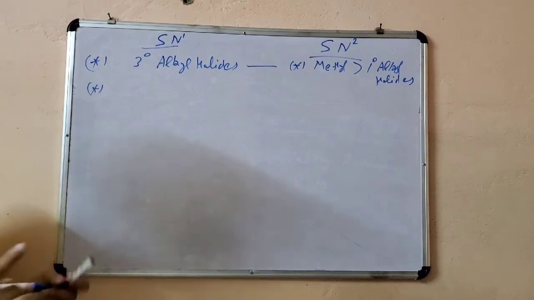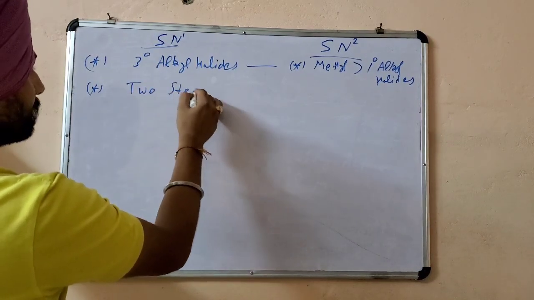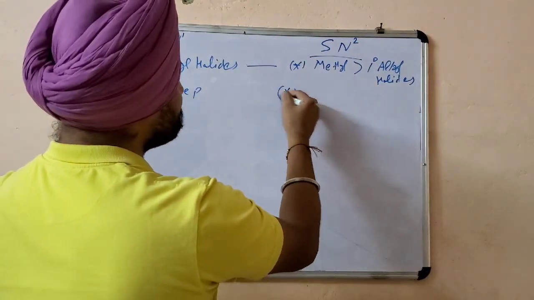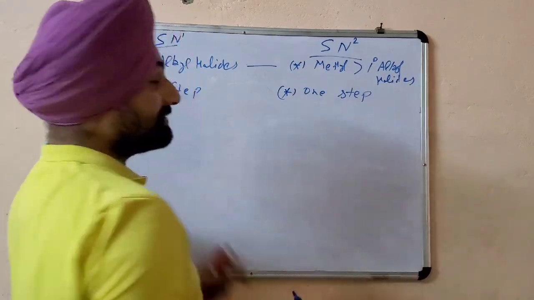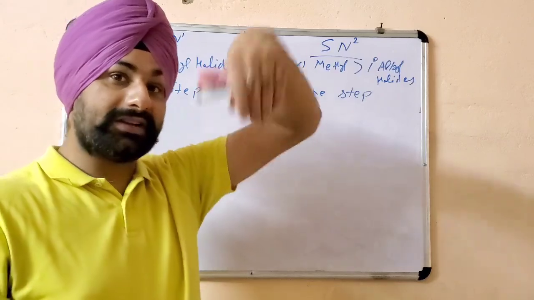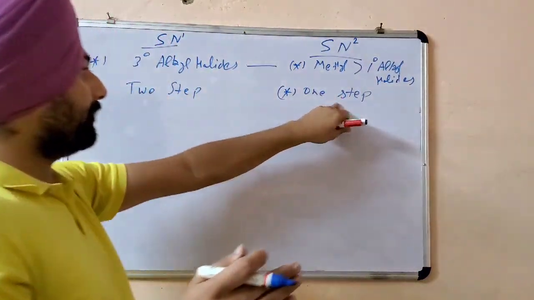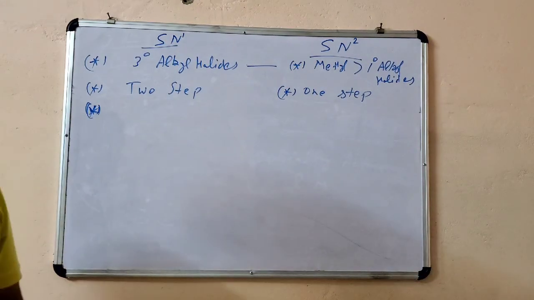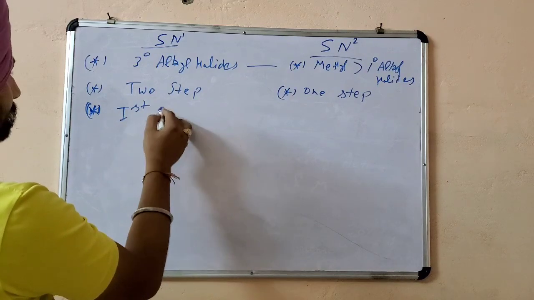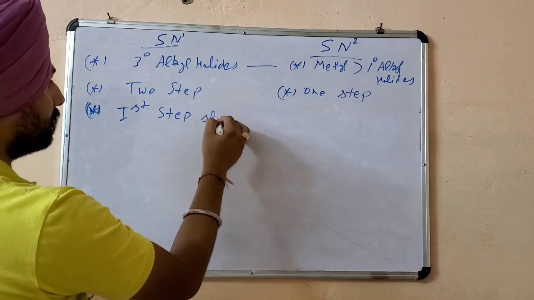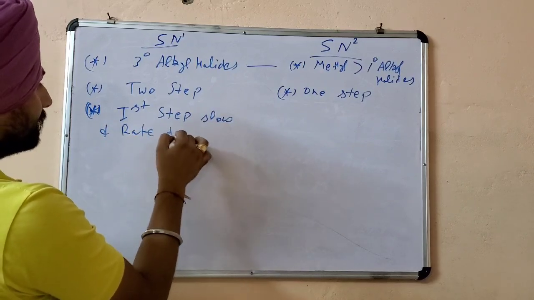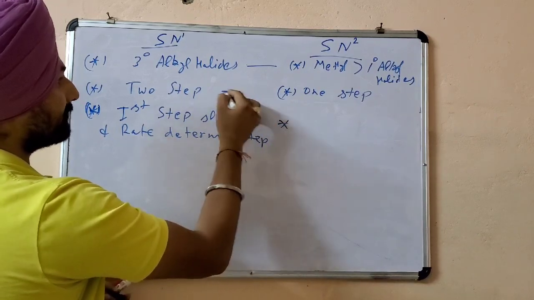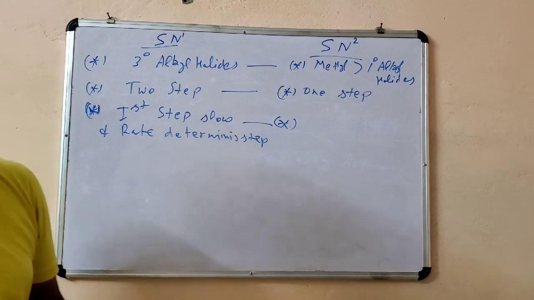Second point, SN1 is a two-step mechanism. How? In the first step a carbocation is formed, in the second step the product is formed. But the SN2 mechanism is a one-step mechanism. One transition state is formed there. Directly one bond is broken and another bond is forming, and we get the product in one step. The next: the first step is slow. The first step is a slow step and it is the rate determining step.